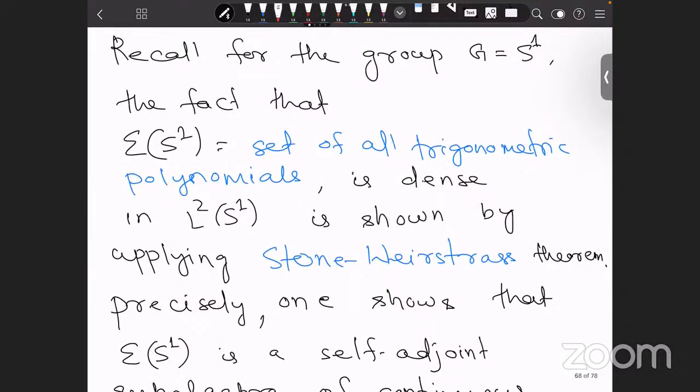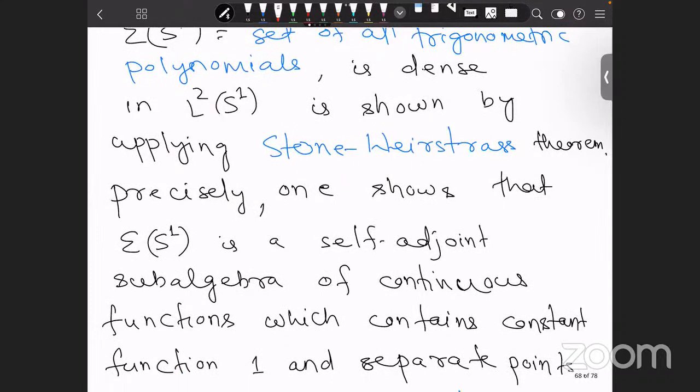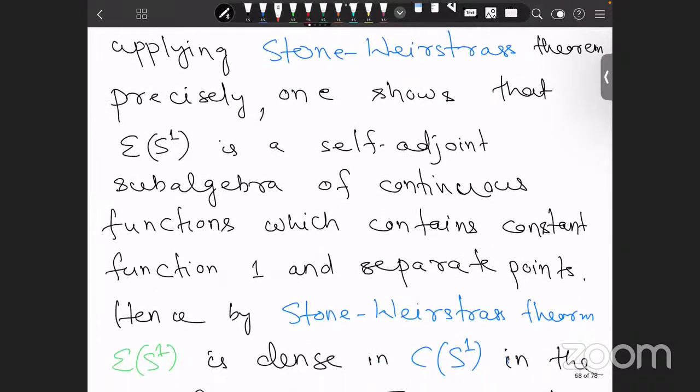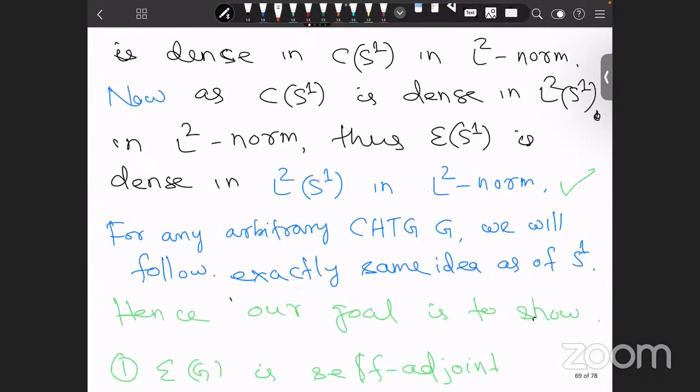Precisely, one shows that E_S1 is a self-adjoint subalgebra of continuous functions, which contains the constant function 1 and separates points. Hence, by applying the Stone-Weierstrass theorem, one shows that E_S1 is dense in C(S1) in the uniform norm, that is, in the supremum norm. Now, since the supremum norm is bigger than the L2 norm, one gets that E_S1 is dense in C(S1) in the L2 norm. Now, as C(S1) is dense in L2(S1) in the L2 norm, one shows that E_S1 is dense in L2(S1) in the L2 norm. This is how it is done in the case of the circle group.